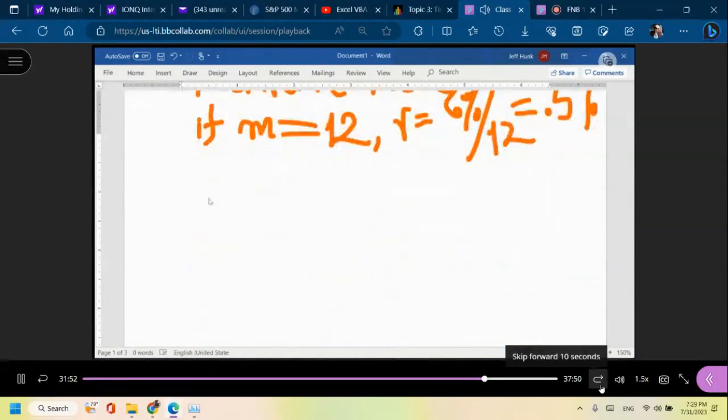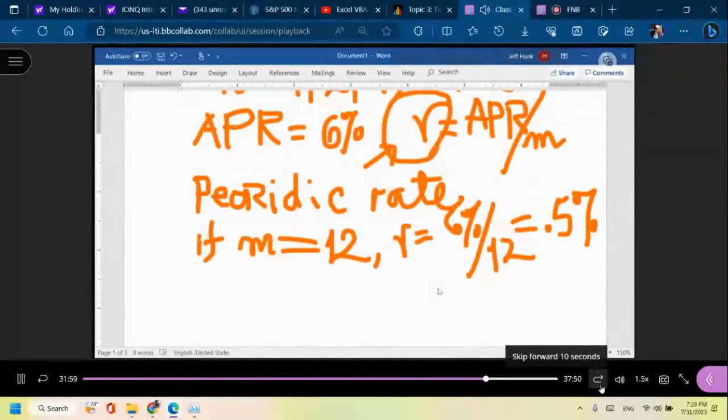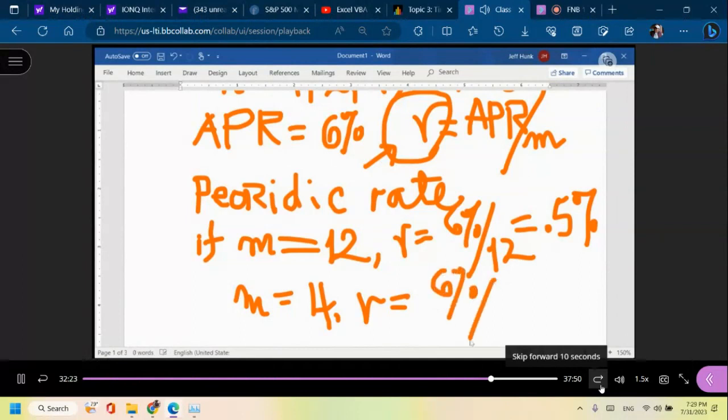So then think about it. If the compounding frequency is 12, how many compoundings happen per year? 12 compoundings. And if M is 4, that's quarterly compounding, right? Then R would be 6% divided by 4. That's going to be 1.5%.